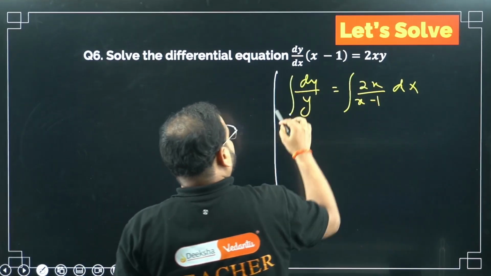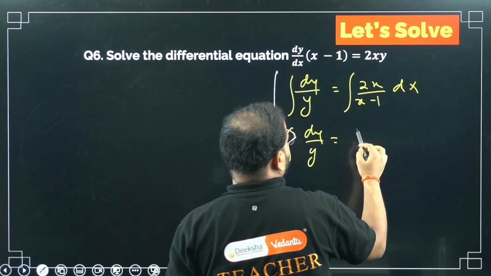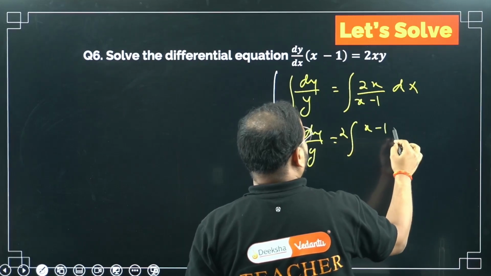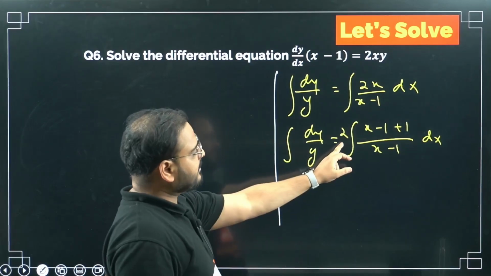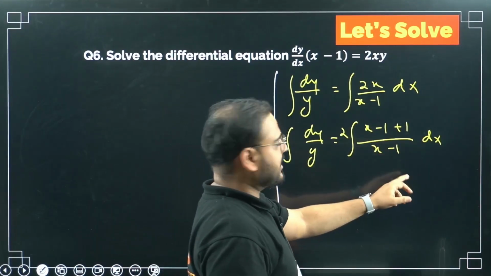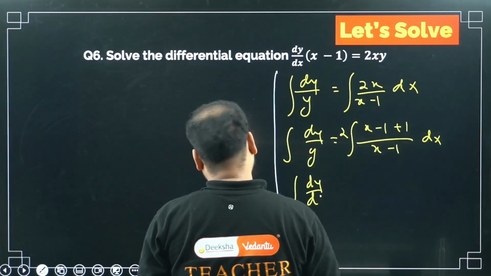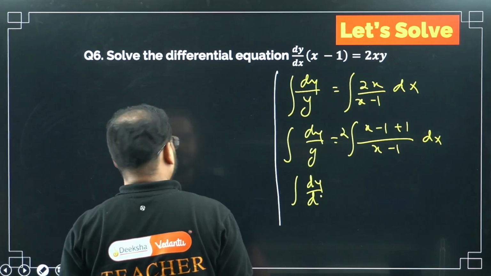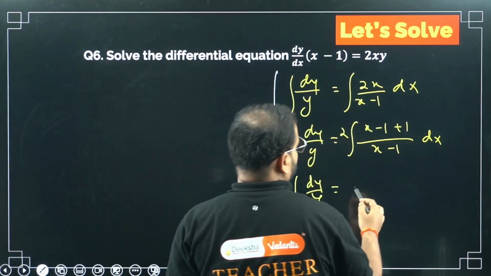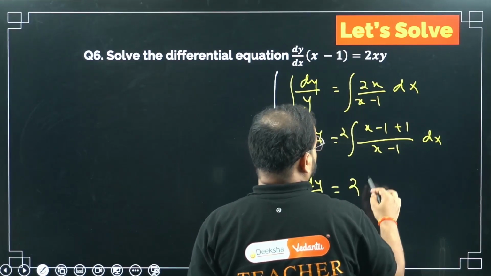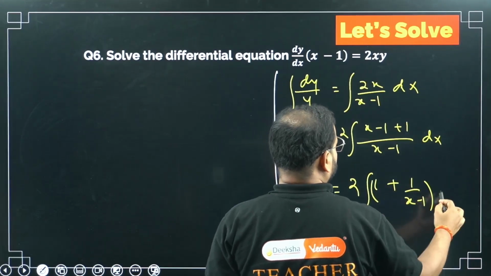Integration of dy upon y equals what? Please check. Can I write it as 2 outside, integral of x minus 1 plus 1 upon x minus 1 dx? Correct? 2 is a constant, I am taking it outside. x minus 1 because the denominator is the same. So write it like this. So it will become 2 times integration of 1 plus 1 upon x minus 1, whole thing with dx.